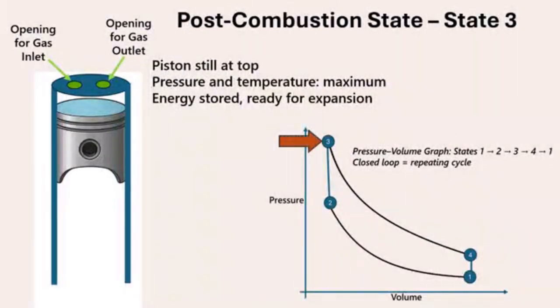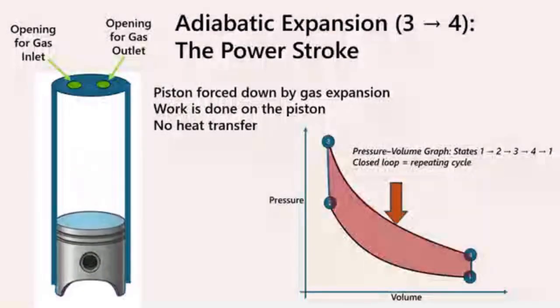The gas then expands, pushing the piston downward. This is the power stroke where useful mechanical work is produced. The expansion occurs without heat transfer, making it an adiabatic expansion process. As the gas expands, the pressure and the temperature decrease. This is the path from stage 3 to 4.